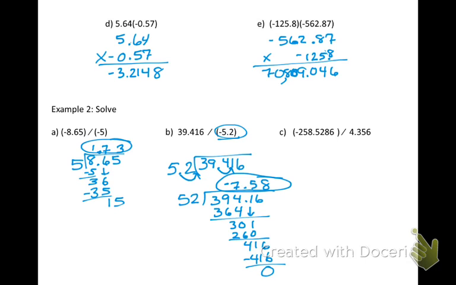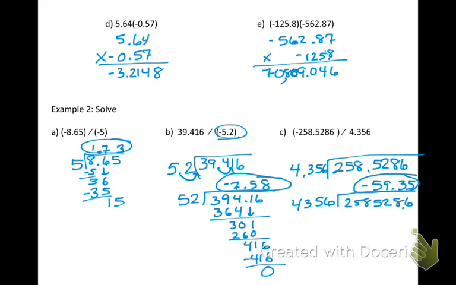7.58. Now try C all by yourself, showing your work, not what I write on the paper. So after dividing, it is negative 59.35. And remember to show your work. Remember, it's a negative divided by a positive.